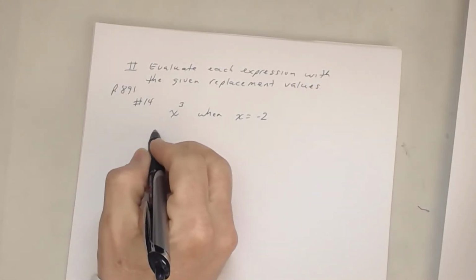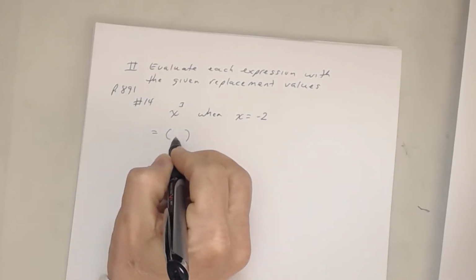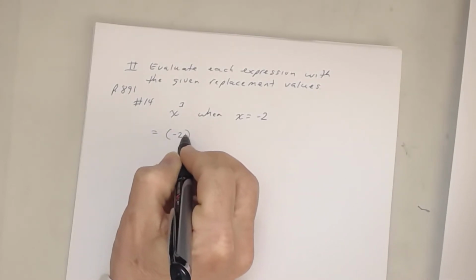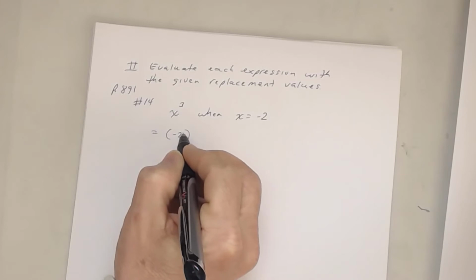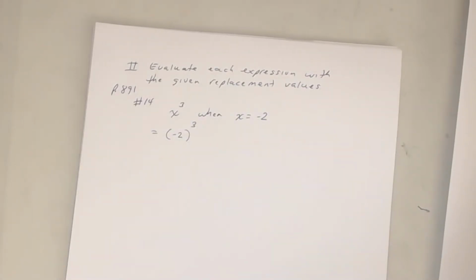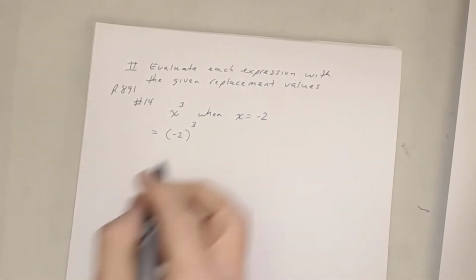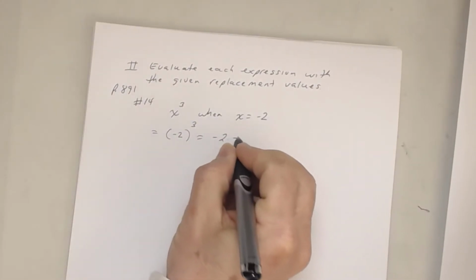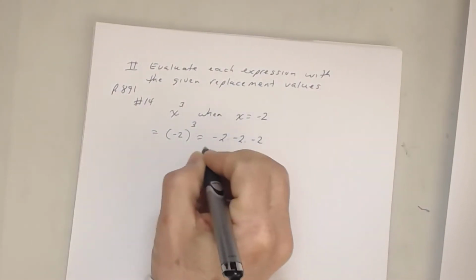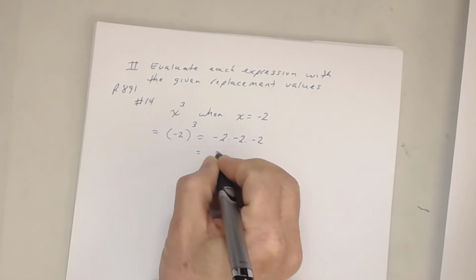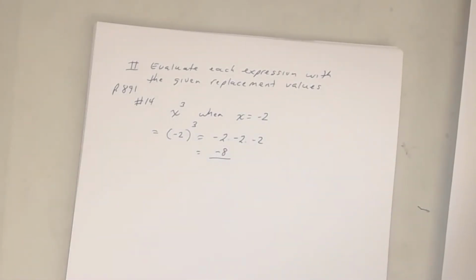So x cubed means, in parentheses, what do I put in parentheses? -2. But what am I doing to that -2? Cubing it. And then that goes back to Roman numeral 1 that we just did. So what's the next step? Multiply -2, which is the base, by itself, how many times? 3 times. So that means -2 times -2 times -2, which is what answer? -8. Okay, good. So that was 14.